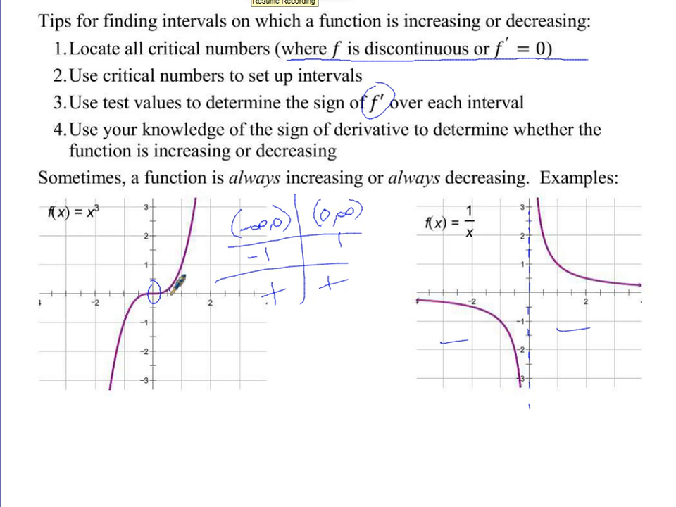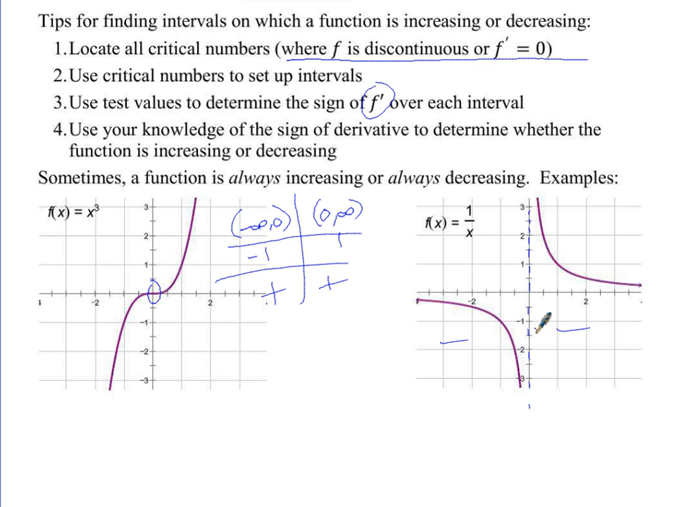Now, this one is always increasing, but we're not going to include the critical number when we write our answer. So you would just write always increasing, okay? Or increasing over this interval, increasing over this interval. And technically it would not be increasing here. So the answer in the back of the book would probably be two separate things like we have right here with a union, okay?